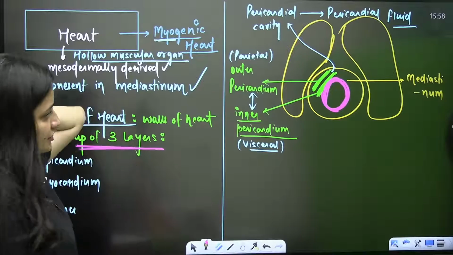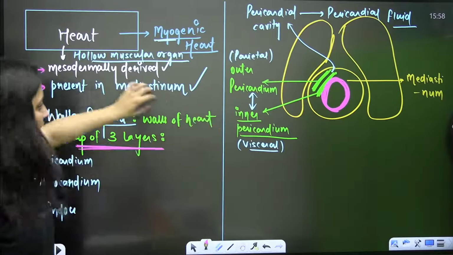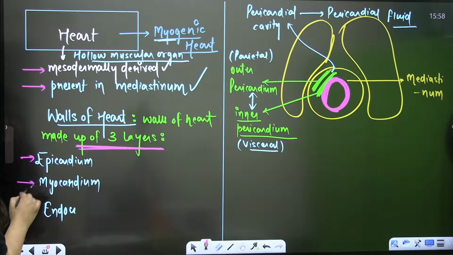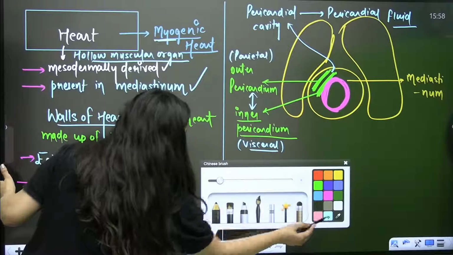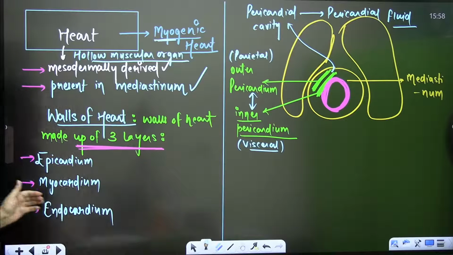So that's why I'm telling you. Pericardium is the covering of the heart, and the walls of the heart are epicardium, myocardium, and then comes the endocardium. Do you have any doubt here?